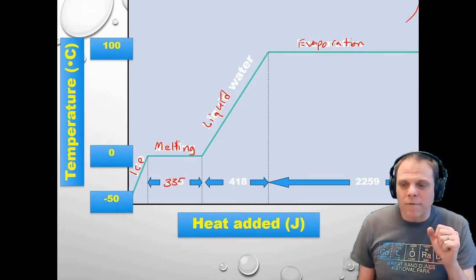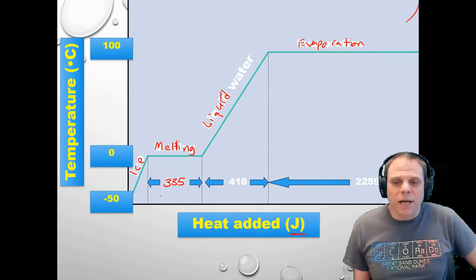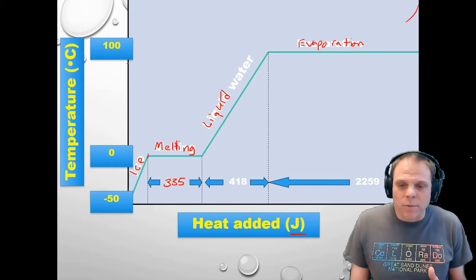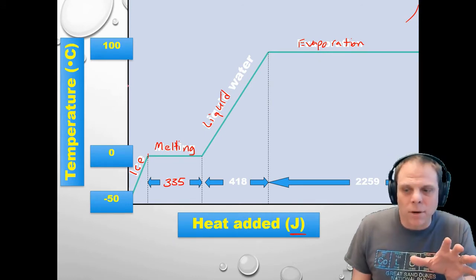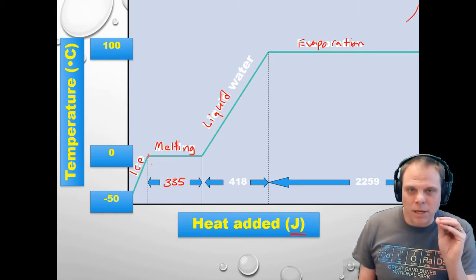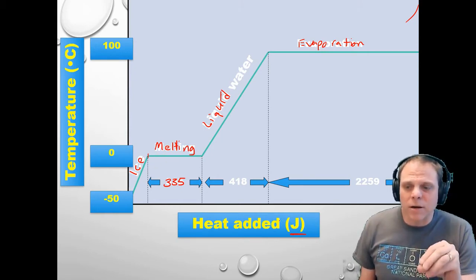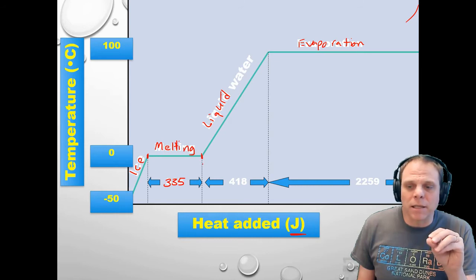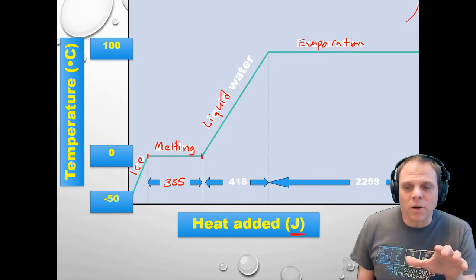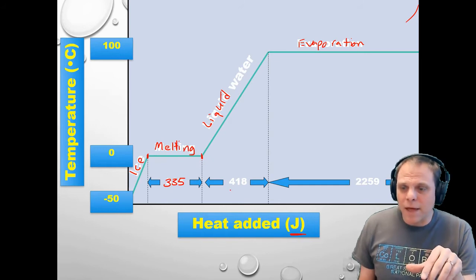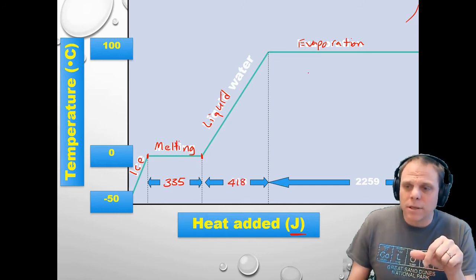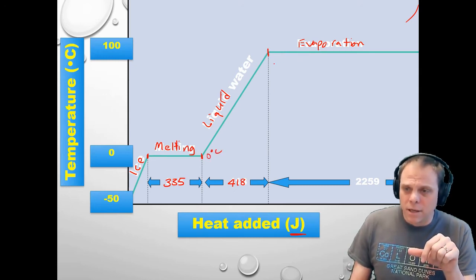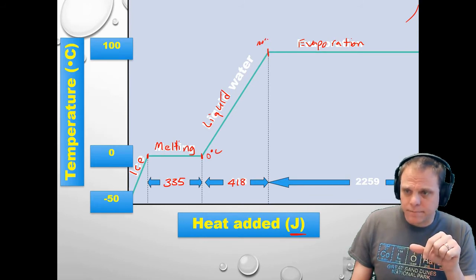This is 335 joules, okay? The amount of energy it takes to go from ice, and again, what are we dealing with? We're dealing with a certain number of grams, okay? And so we just have a particular quantity of this substance. It's gonna take 335 joules to take solid water and turn it completely into liquid water, okay? All that energy is going into melting it. And then it takes 418 joules to get that liquid from 0 degrees Celsius to 100 degrees Celsius.